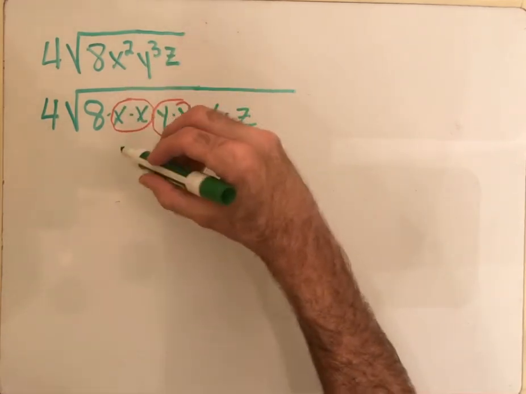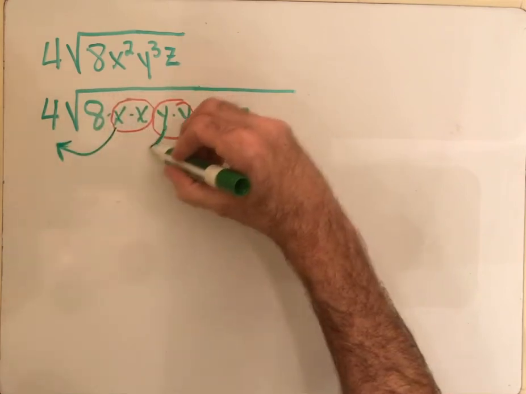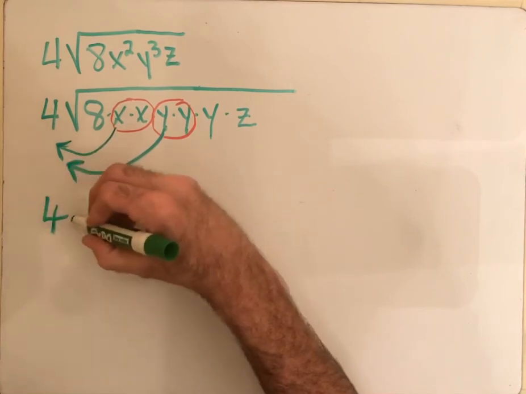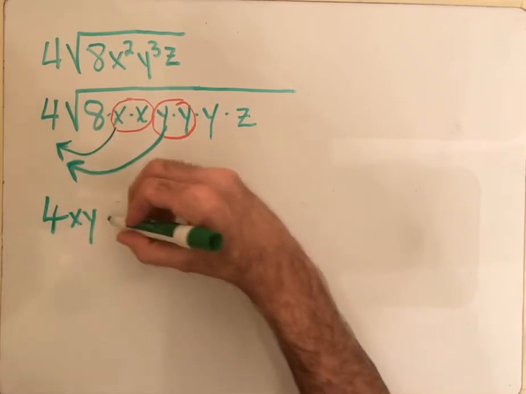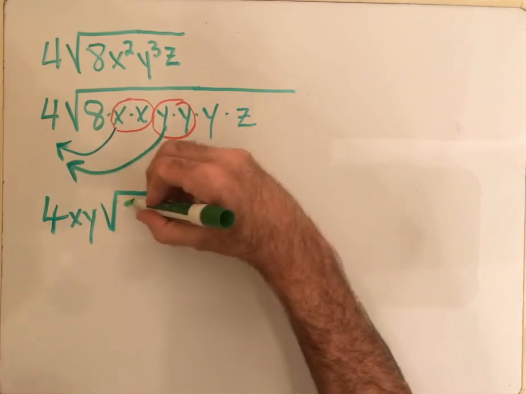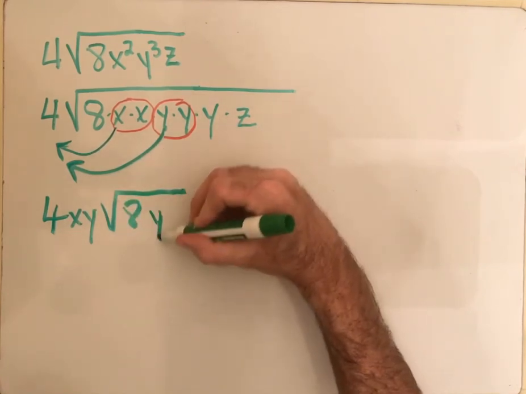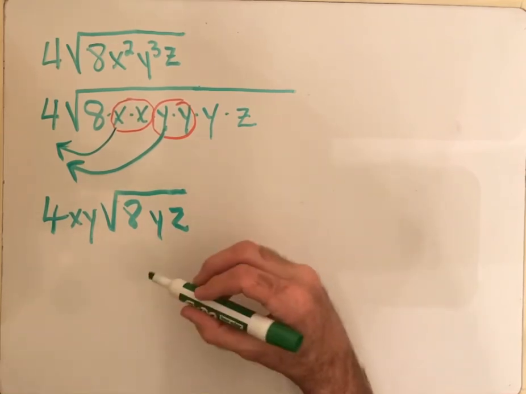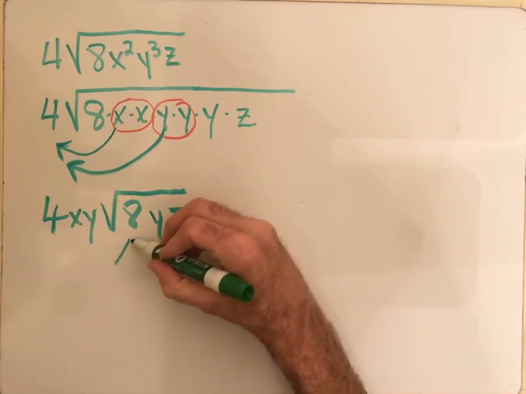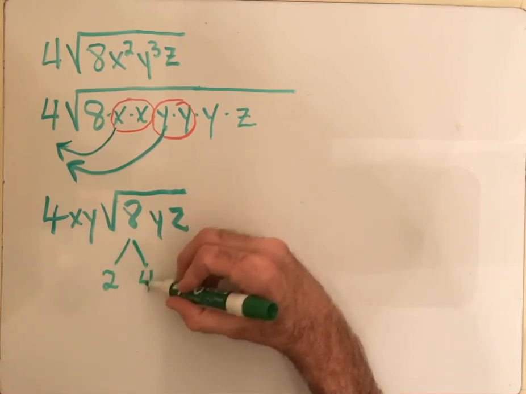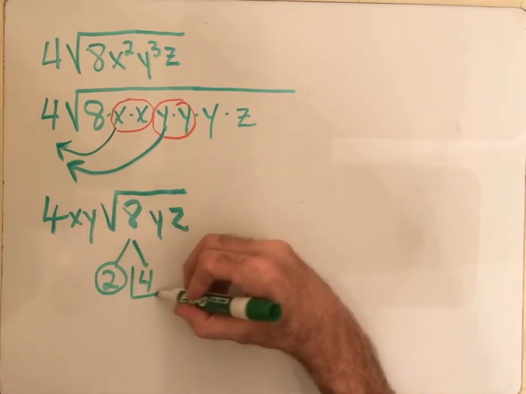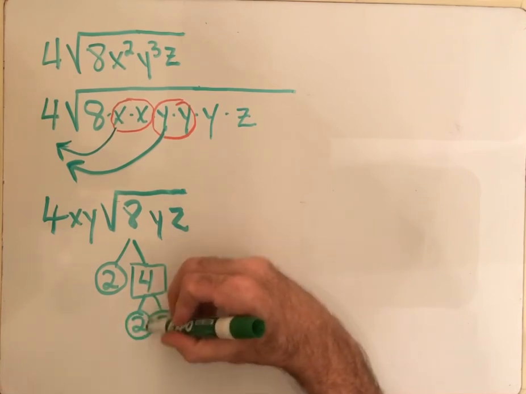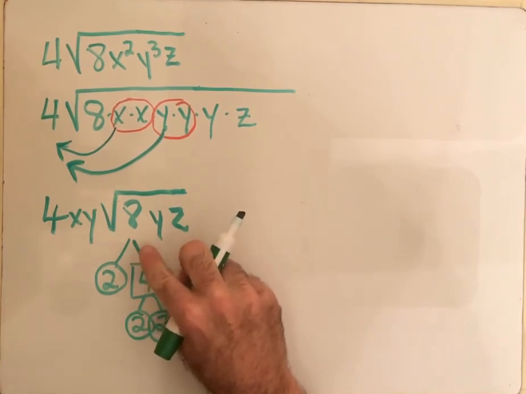So let's go ahead and pull these out. Okay, the x comes out, the y comes out. So we've got 4xy times the square root of 8yz. Well, we still have to deal with the square root of 8. So let's make a factor tree for that. Okay, so we know that that's just going to be 2 and 4. 2 is prime, 4 is not. 2 and 2.